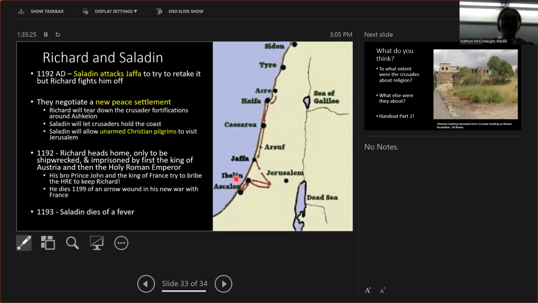It's a whole thing. So he finally gets free and goes home to England, and he's very offended at what the King of France did by trying to keep him from getting free. So he starts a new war with France, and he ends up dying of an arrow wound. Meanwhile, back in the Middle East, Salah ad-Din gets a fever in 1193 and dies from that. And then after that, things just degenerate because both of the two main people in this peace treaty are now gone.